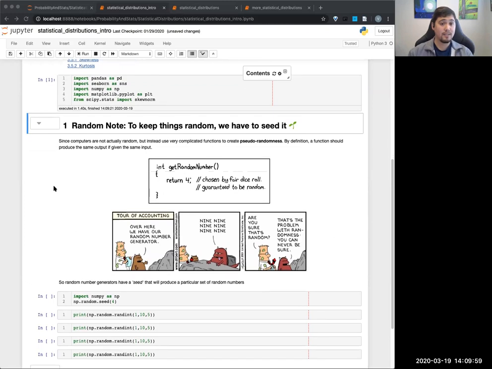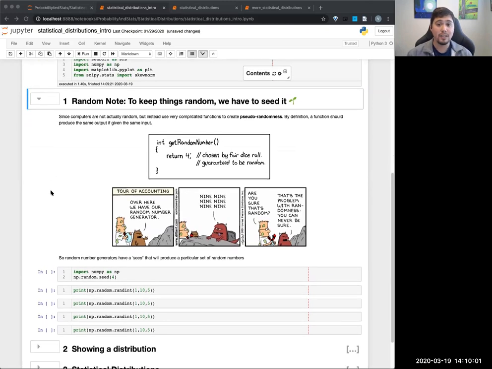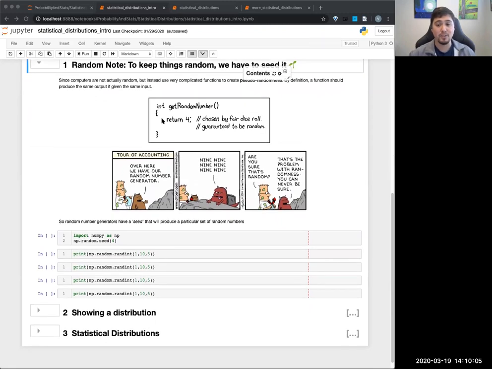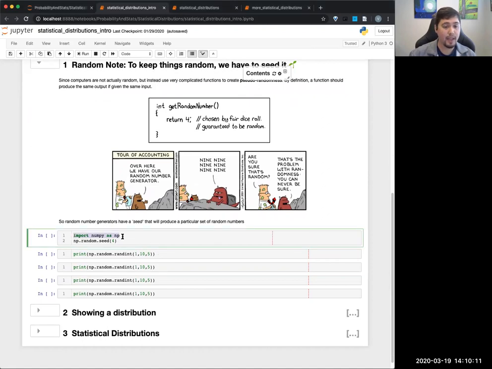The way these are generated is really interesting, but I won't go into it. There are different ways to generate these random numbers, and they're usually a little more complex than typical functions, but you get the point. All right, with NumPy, we can use random numbers, but we have to set something called a seed. The seed basically allows us to deterministically say these are the random numbers.